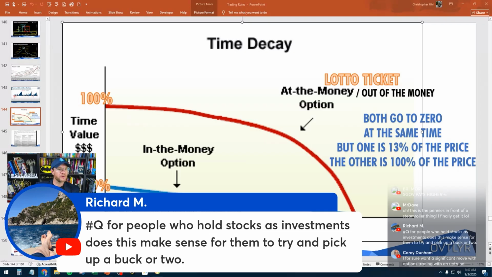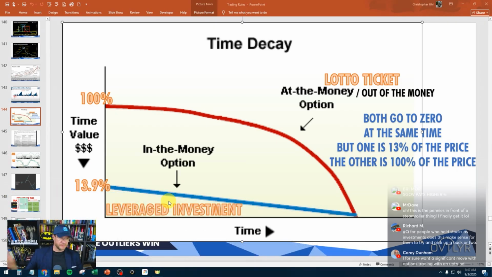Question from Richard. For people who hold stocks as investments, does this make sense for them to try and pick up a buck or two? I mean, it's up to you, right? If you're holding a stock for the long term, having no intention of selling, have nothing else to do, then selling covered calls makes sense.